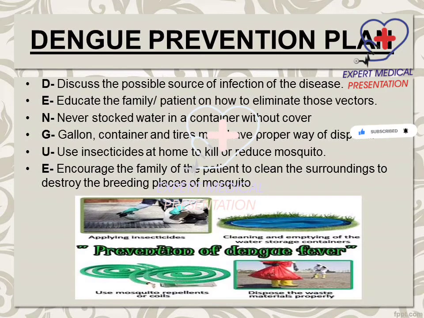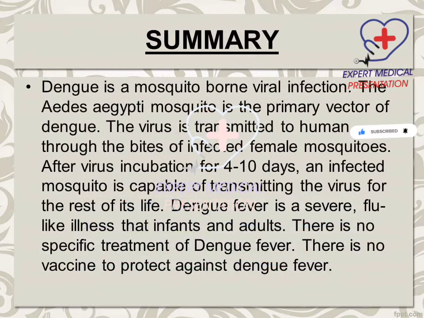Dengue prevention plan. Discuss the possible source of infection of the disease. Educate the family and patient on how to eliminate those vectors. Never store water in a container without a cover. Gallons, containers and tires must have a proper way of disposal. Use insecticides at home to kill or reduce mosquitoes. Encourage the family of the patient to clean the surroundings to destroy the breeding places of mosquitoes.